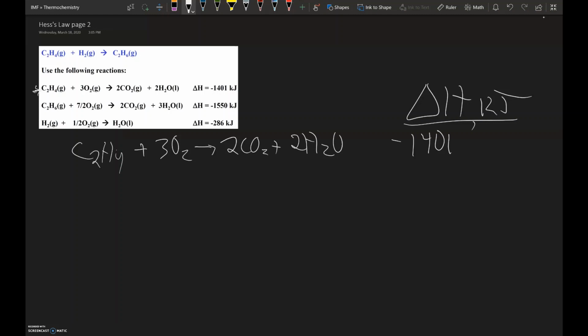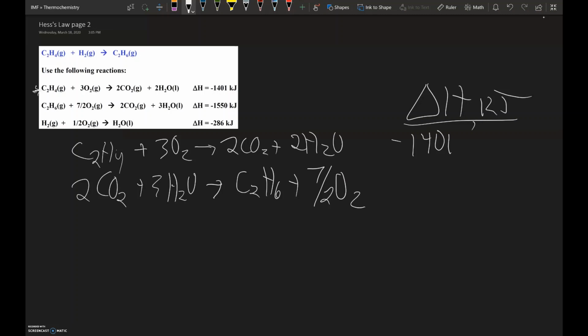So then we're going to look at the second step, and we see that C2H6 is a reactant, but if you look in the overall step up top, C2H6 is a product. So we want to reverse this equation around. So I'm going to flip it. So we're going to do 2CO2 plus 3H2O yields C2H6 plus 7/2 oxygen. Now you can write 7/2 oxygen a different way if you're not comfortable with the fraction. So 7 divided by 2 gives me 3.5. So I'm going to write that below here.